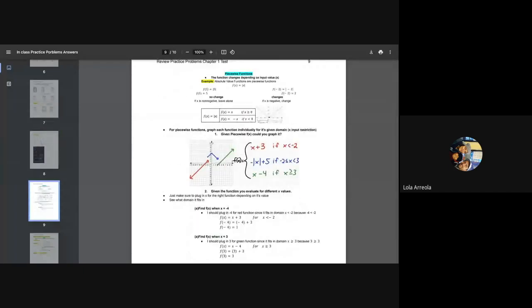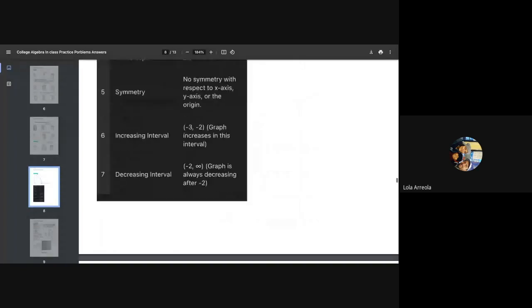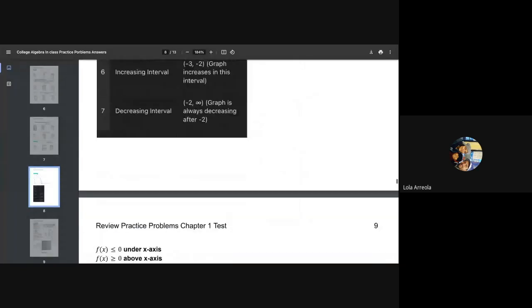And I think that's all it's asking for that graph. Well, let me share this one. There might be a few more questions. Okay.